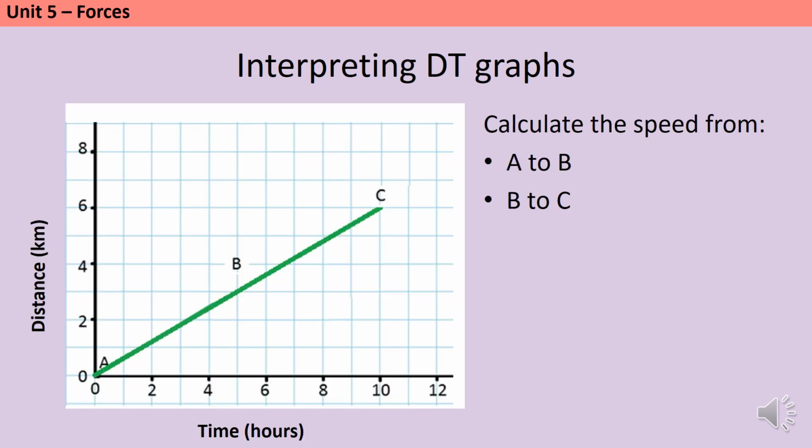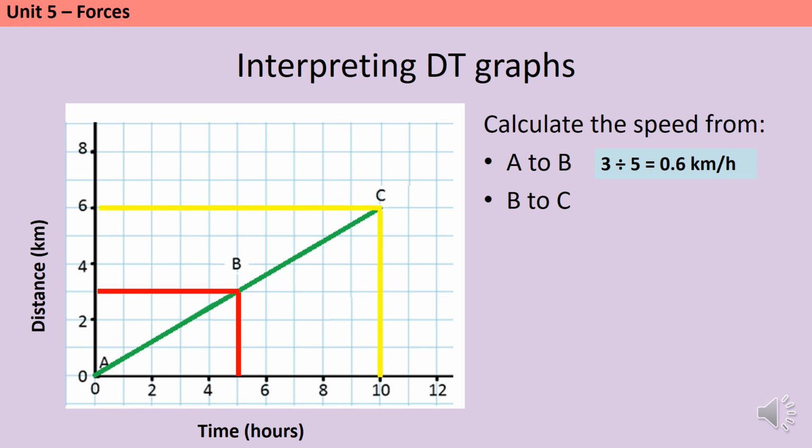Up until this point we've been making an assumption, but now we're going to say it explicitly. Here I have a graph that has a consistent gradient from A up to point C, and the halfway point is marked as point B. If I calculate the speed from A until B, then the change in distance is 3 kilometres and the change in time is 5. So that gives us a speed of 3 divided by 5, which is 0.6 kilometres per hour.